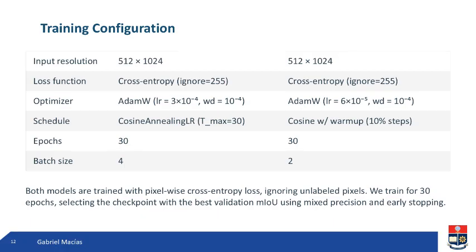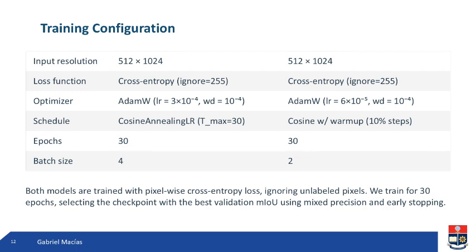Now regarding the learning rate scheduling strategy. For CNN models, we used a cosine annealing learning rate schedule with a maximum cycle length of 30 epochs. Cosine annealing gradually reduces the learning rate following a cosine curve, allowing the model to explore the loss landscape early in training and converge more smoothly later.